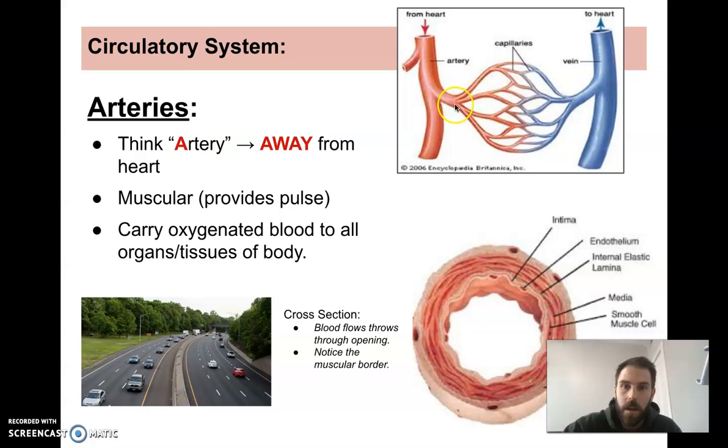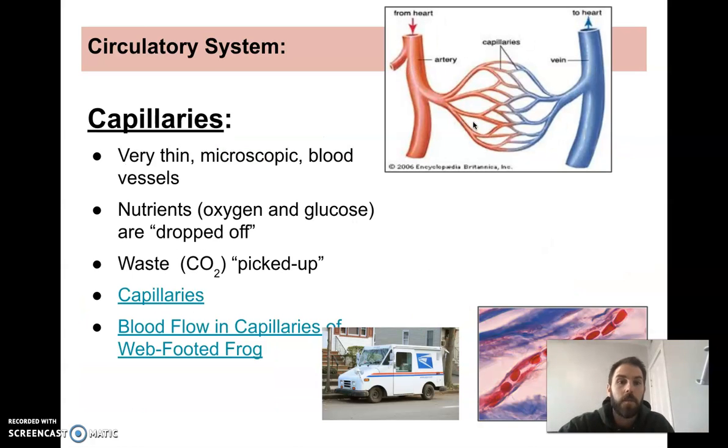And then you're going to notice that the artery kind of splits up into different branches. So this is almost like getting off at the exit of a highway. All right, and now we're going on more, less busy, less fast roads. And so now we're going to get to a new type of blood vessel called capillaries.